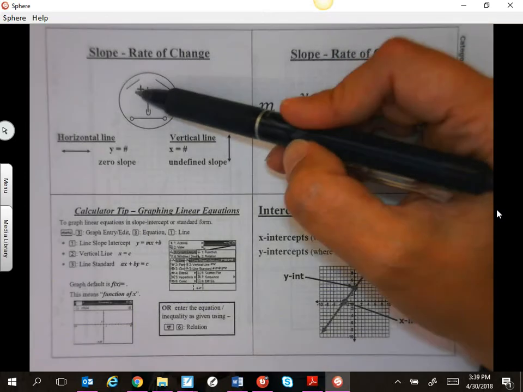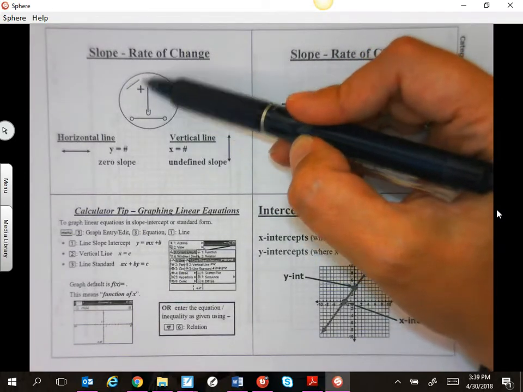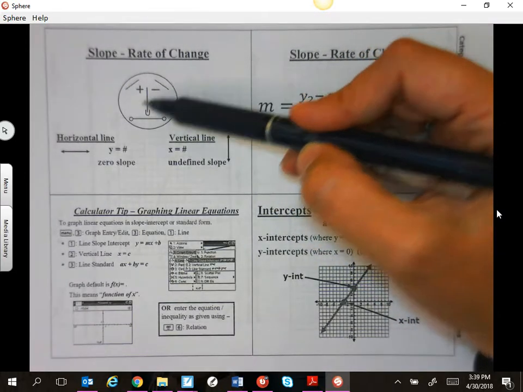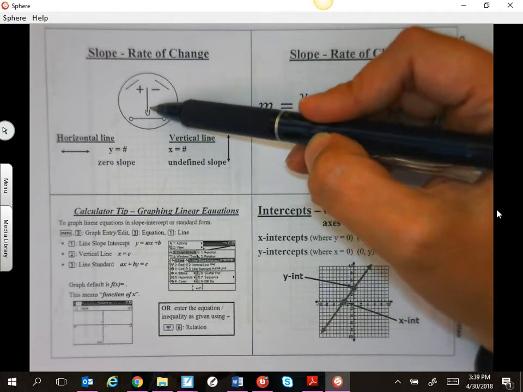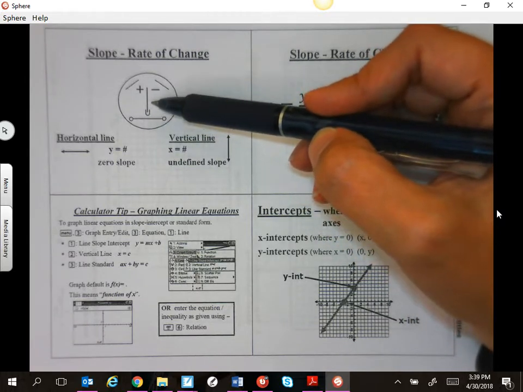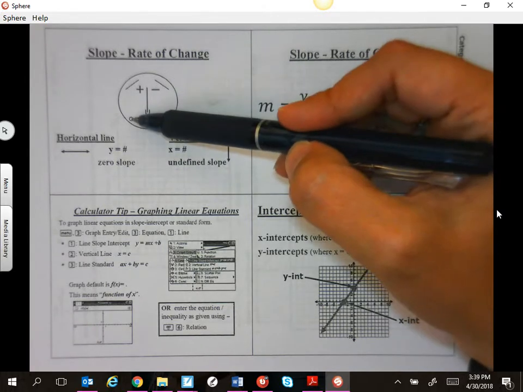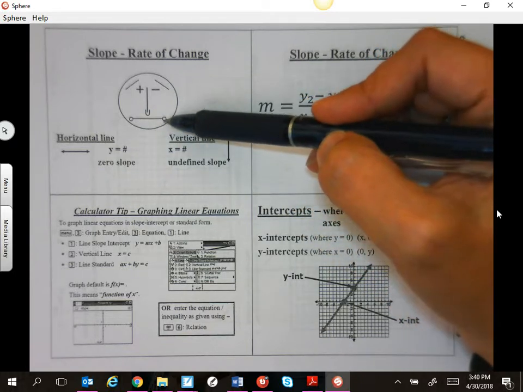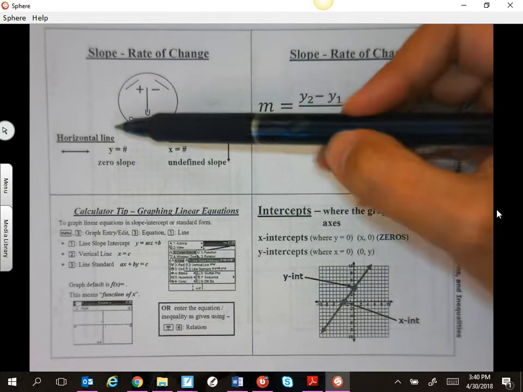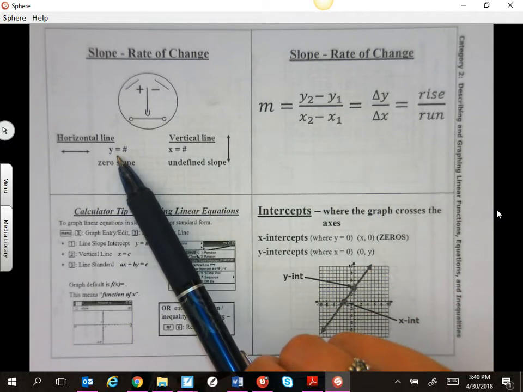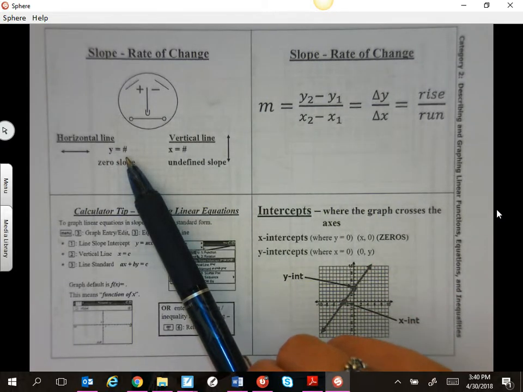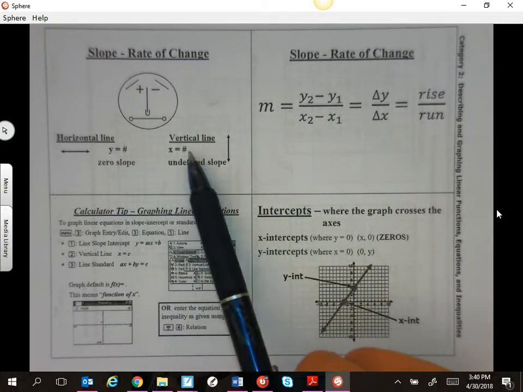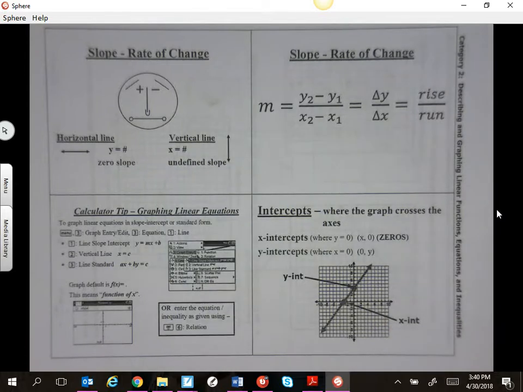If the slope is going up, it's positive. If it's going down, it's negative. If it's a vertical line, it is undefined, because remember that has a 0 on the denominator. And if it's a horizontal line, the slope is 0. So again, horizontal is just going to be y equals whatever number we're on for our equation. Vertical is x equals, like when we do axis of symmetry.